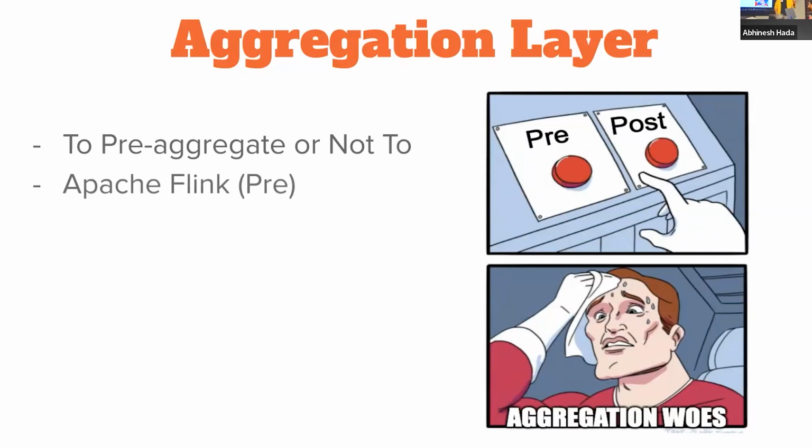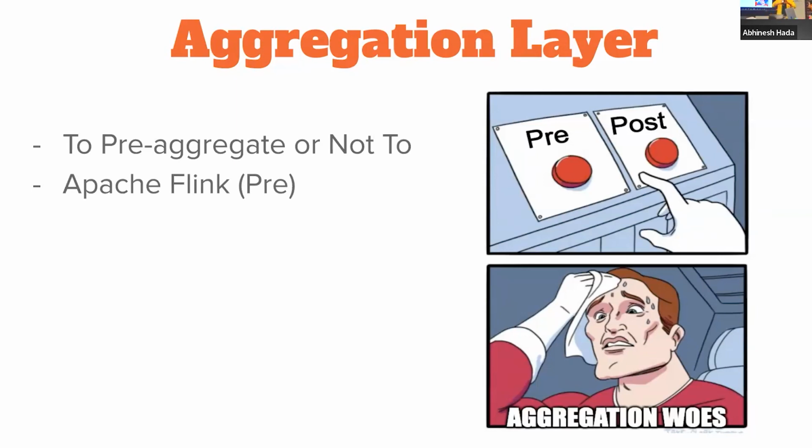If you want to pre-aggregate something, we use Apache Flink as our processing engine, which gives us that flexibility. We have Flink jobs running which consume from these Kafka topics and can do aggregations on top. This is for use cases where we only care about aggregated events, and we'll discuss later where we actually need this.